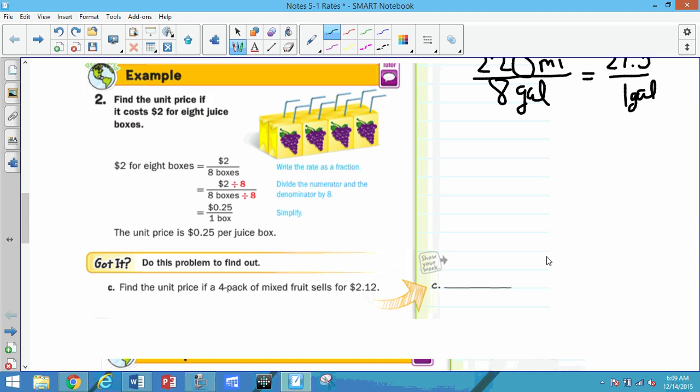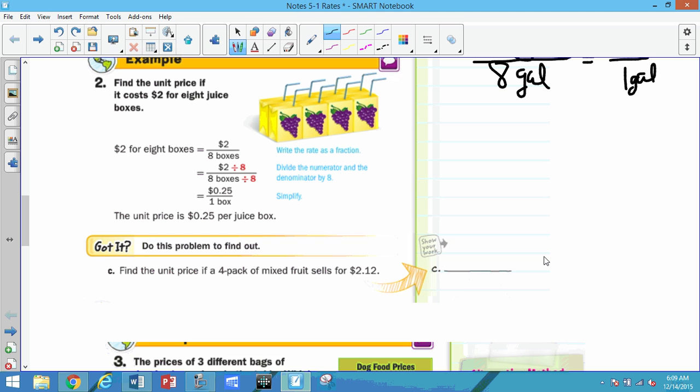So this time it's a word problem. So you find the unit price if it costs $2 for 8 juice boxes. So again, they set up their rate. This is what I would expect, $2 over 8 boxes. Then you divide by 8 because you need to make that 8 a 1, and you end up with 25 cents per 1 box, making sure that you label.